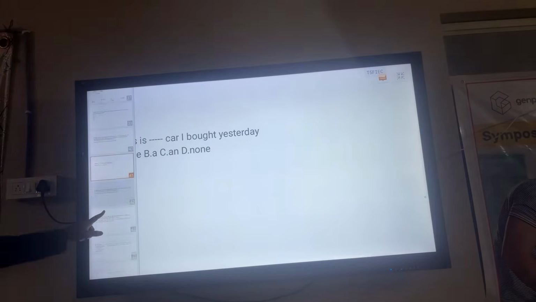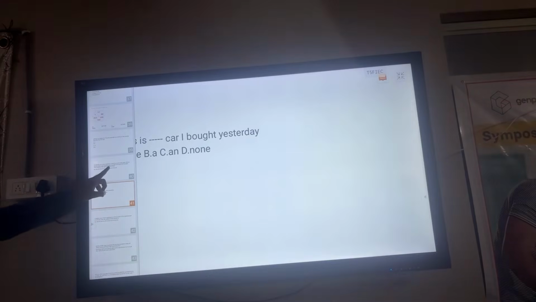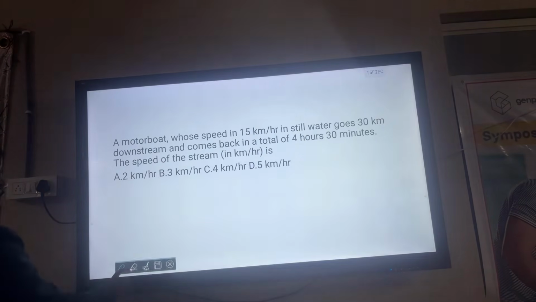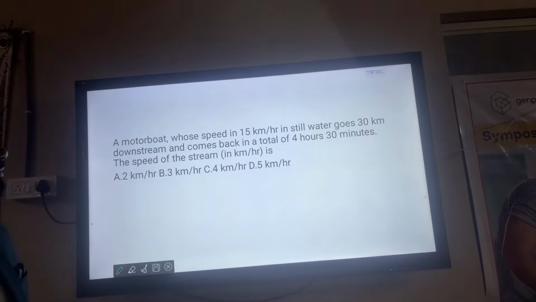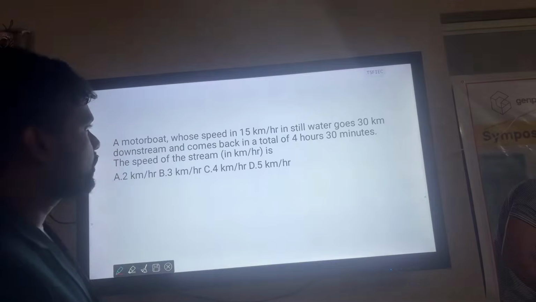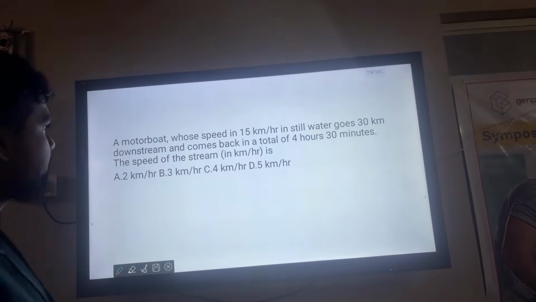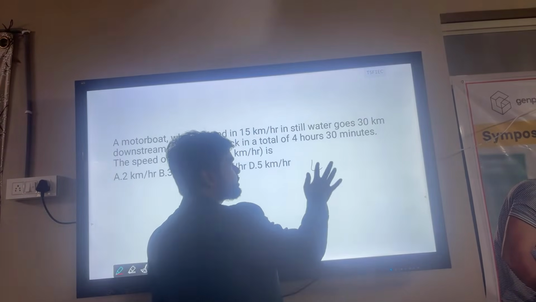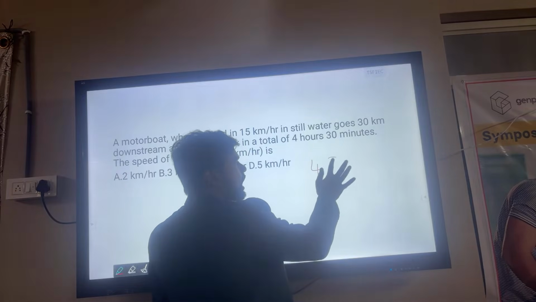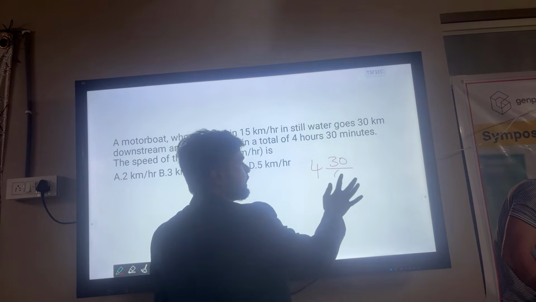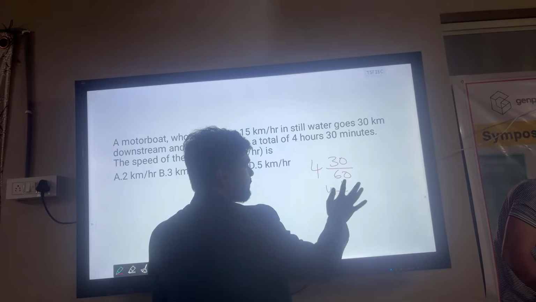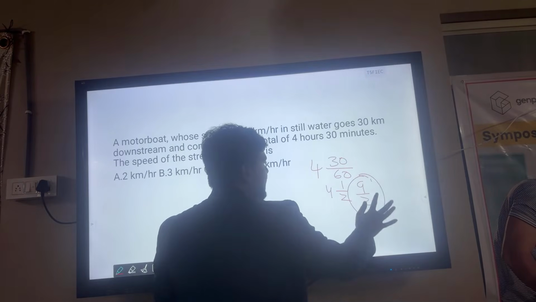Next question, please. Can you answer this question? This is again boats and streams only. A motor boat whose speed is 15 km per hour in still water goes 30 km downstream and comes back in a total of 4 hours 30 minutes. 4 hours 30 minutes means first 4 hours. How can you convert 30 minutes into hours? Divide by 60. 30 by 60 is nothing but 1 by 2. So 4 and 1 by 2 is 8 plus 1 by 2, so total time is 9 by 2 hours.